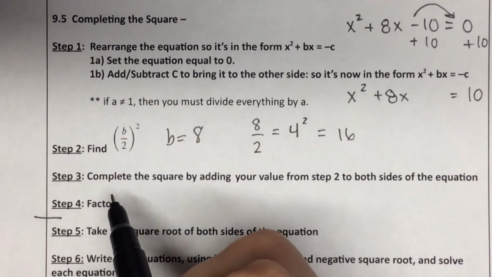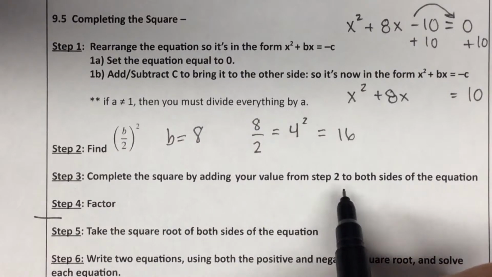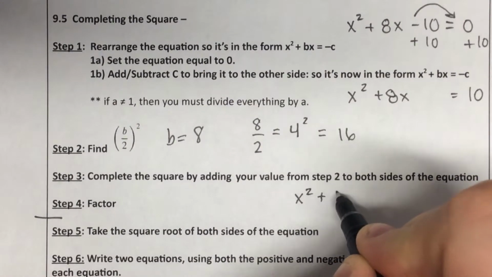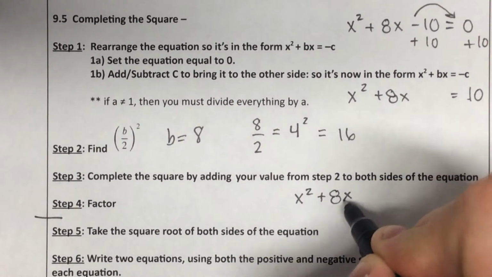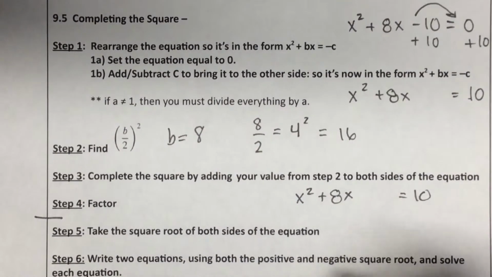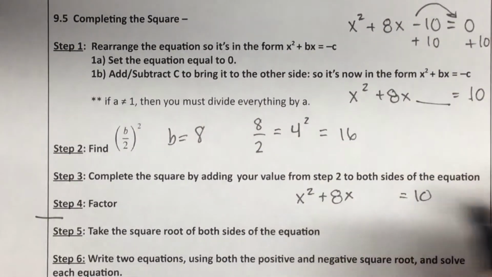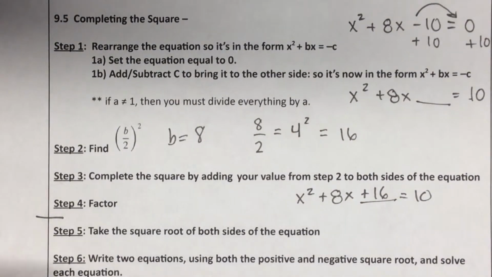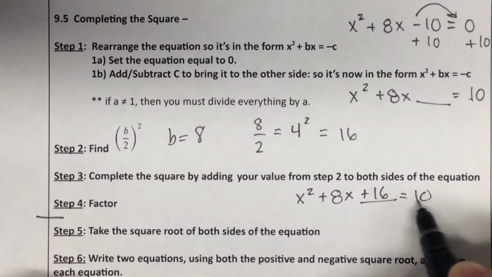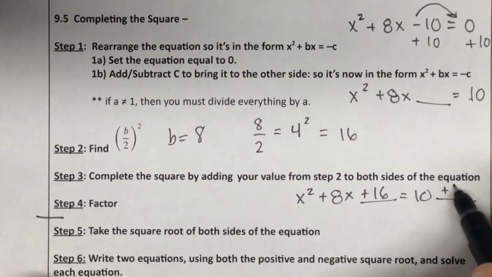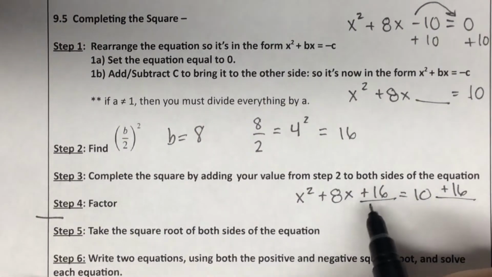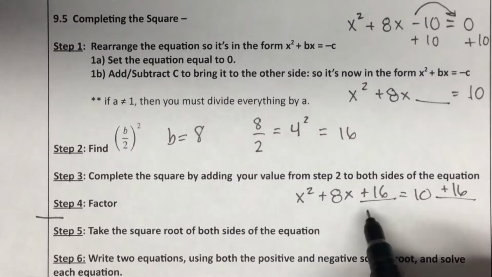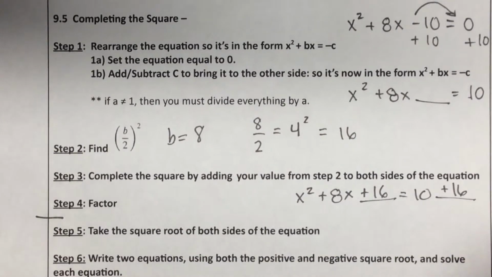Okay, so step 3, it says complete the square by adding your value from step 2 to both sides of the equation. So what that looks like, if I take my equation from up here, remember where we left that gap? We left a gap there. I'm going to add that 16 in that spot. And then whatever you do to one side, you need to do to the other. So you might want to actually just draw a line on both sides right away. Then you can remember to add to both sides.